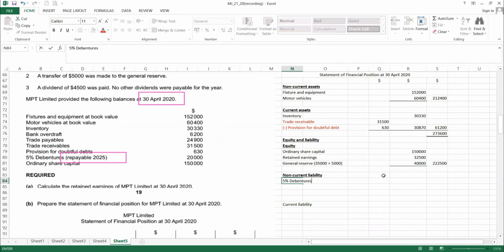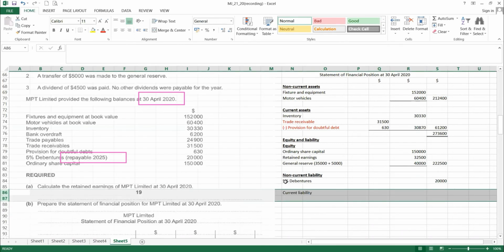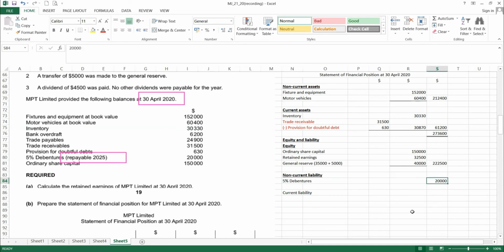Okay, I noticed sometimes the student will calculate the percentage and put it in here. This one is just to indicate to you that the interest charge on debenture is 5%. But for your non-current liability, you must take the principal amount, 20,000. So don't forget it. This is a common mistake. Don't go and take the calculator to times 5%. Take note, this is the principal amount.